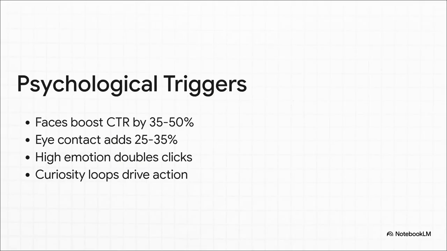Okay, so how do we actually hit that 10%? The data points us straight to specific psychological triggers that work like an absolute charm. First off, just throwing a human face in there boosts CTR by 35 to 50%. Make direct eye contact with the lens and you're tacking on another 25 to 35%. But here's the catch. It can't just be a deadpan stare. Showing high emotional intensity like shock or joy or pure confusion literally doubles the likelihood of a click. Why? It creates what's called a curiosity loop. When our brains see intense emotion, we are biologically hardwired to figure out why that person is reacting that way. It practically forces us to click and find out.